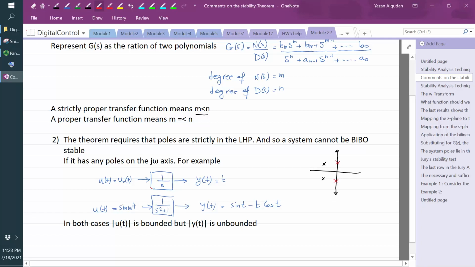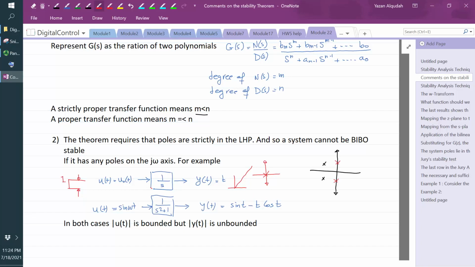1 over S, this system has a pole at the origin, which is on the j omega axis. It's not in the left half plane. What happens if I apply to this a step input? The step input is bounded. It has a maximum value of 1. What's going to happen at the output? I'm going to get a ramp that's going to go to infinity. So therefore, it does not meet the bounded input, bounded output stability. Here I applied a bounded input, and yet I got an unbounded output.